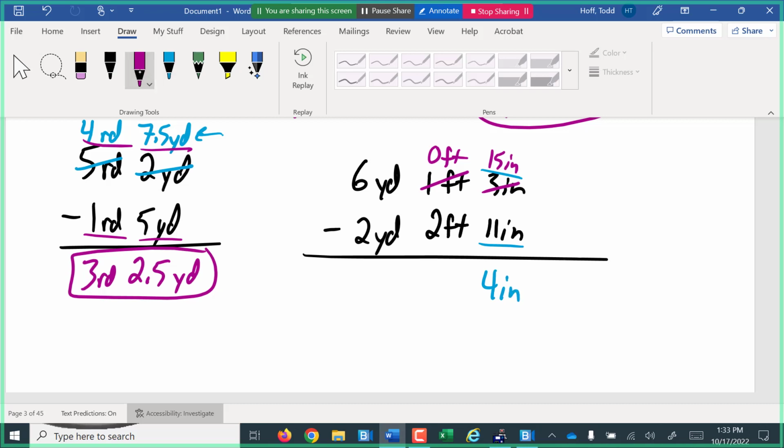Now the 0 feet minus 2 feet can't be done. So we have to go to the 6 yards. That becomes 5 yards, and this 0 feet becomes 3 feet. Perfect. So now 3 feet minus 2 feet is 1 foot. 5 yards minus 2 yards, 3 yards. Perfect.